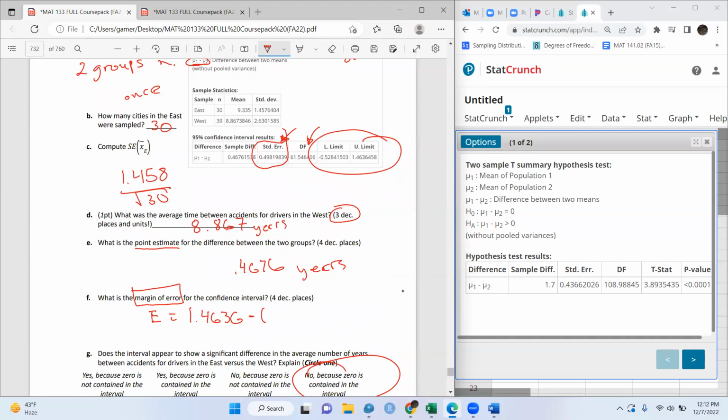Isn't E the upper plus the lower divided by 2? No, because that's the point estimate. Okay, so what did I do wrong? Plus finds the center, minus finds the distance. Does that make sense? These end up being added together because you're subtracting a negative number. I don't know if that's helpful or not.